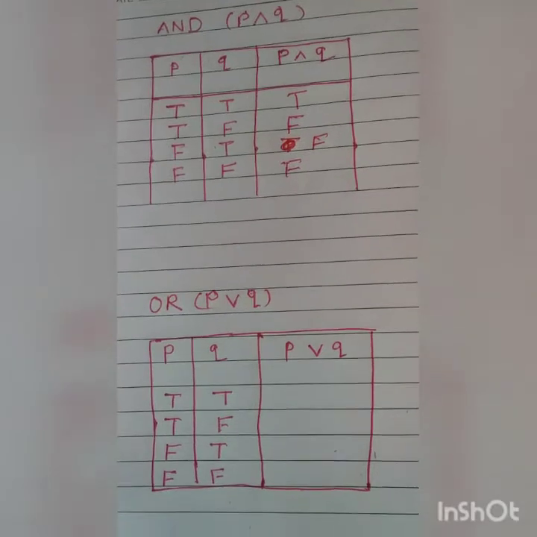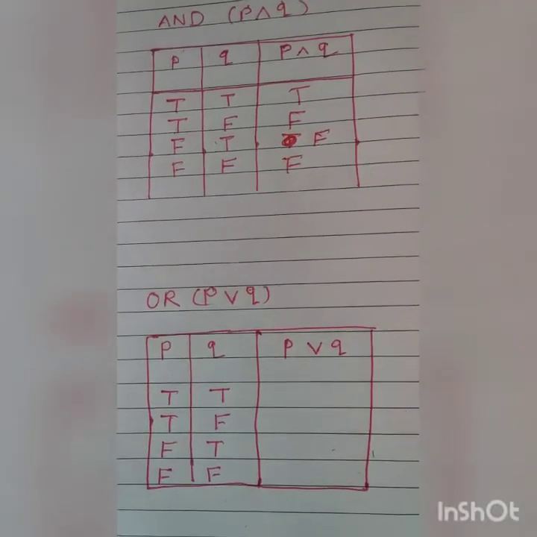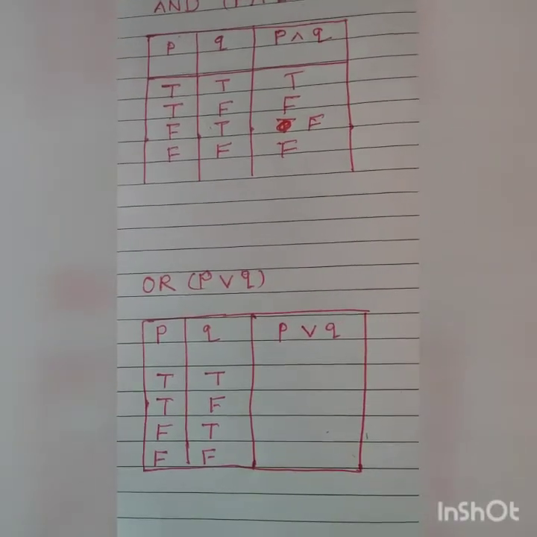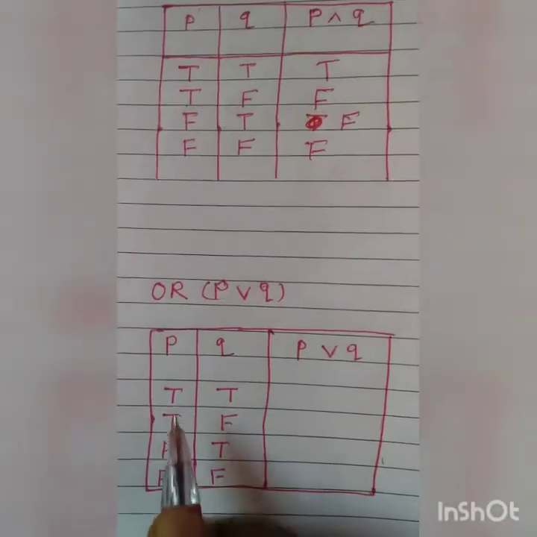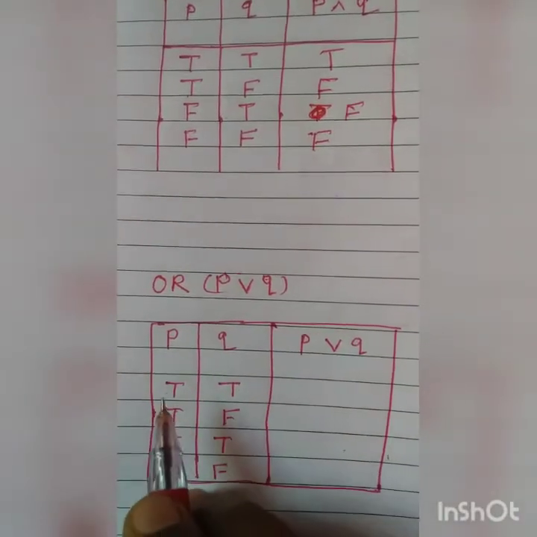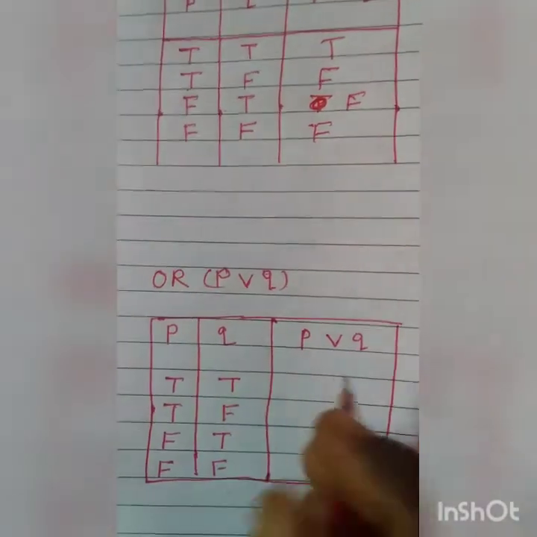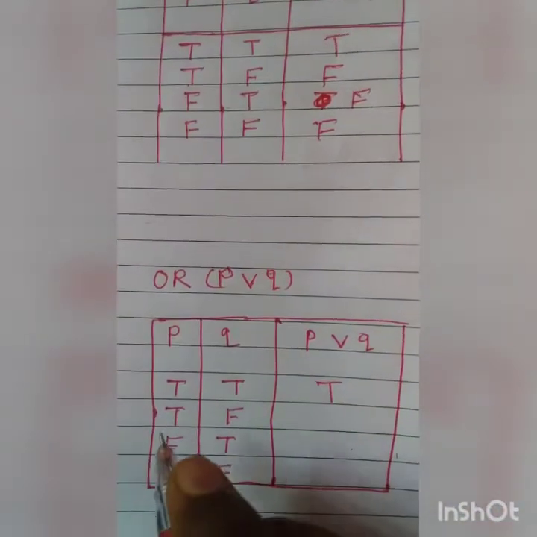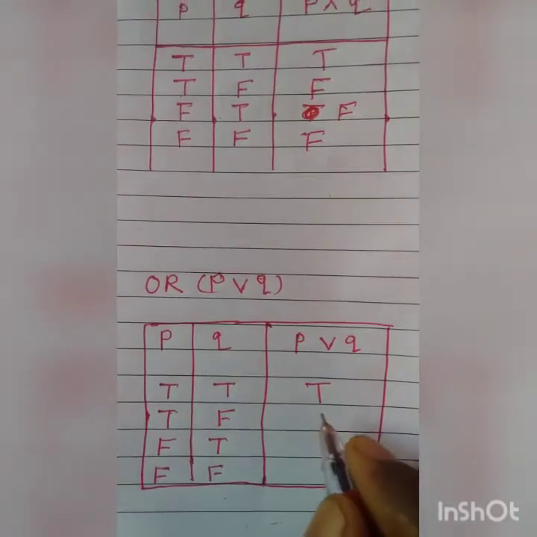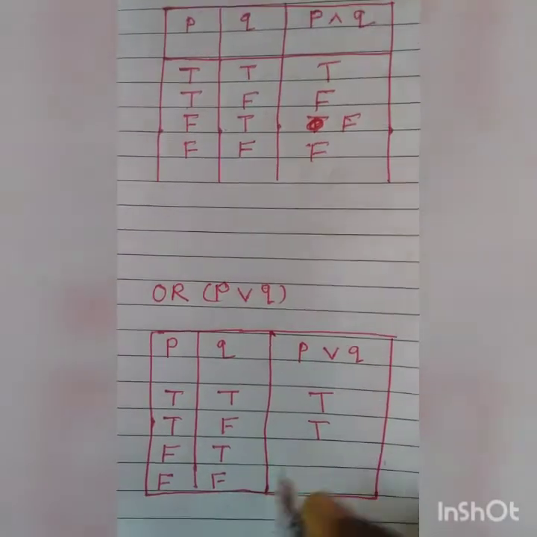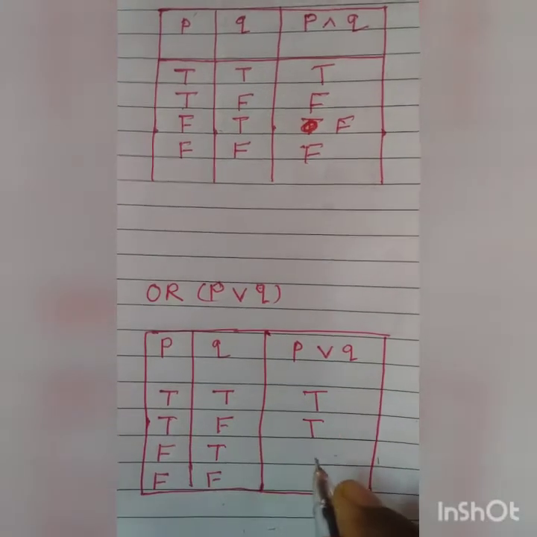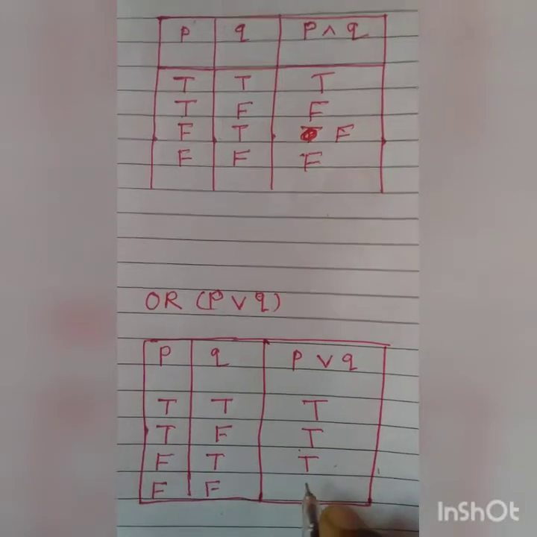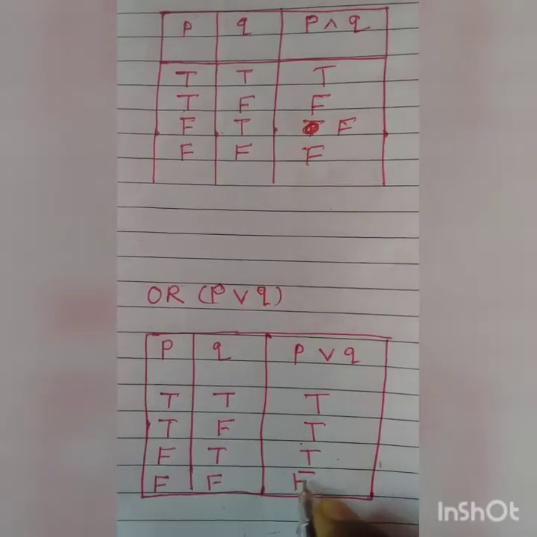Next, truth table for OR condition, that is disjunction. P or Q. T or T is T. T or F is T. F or T is T. But F or F, no doubt it is F.